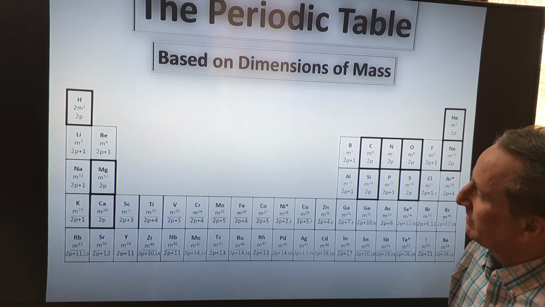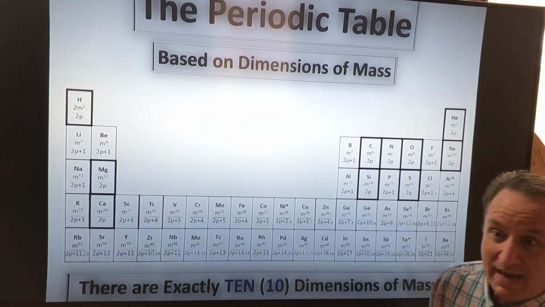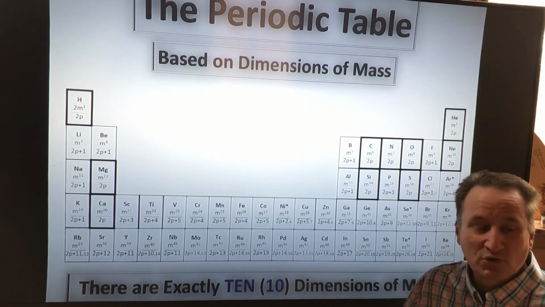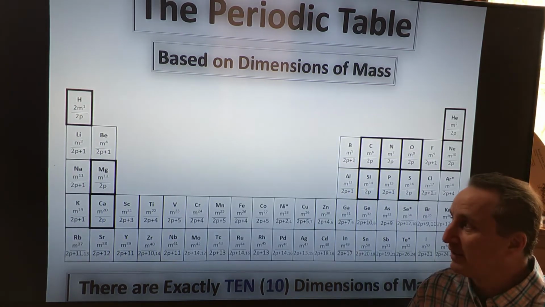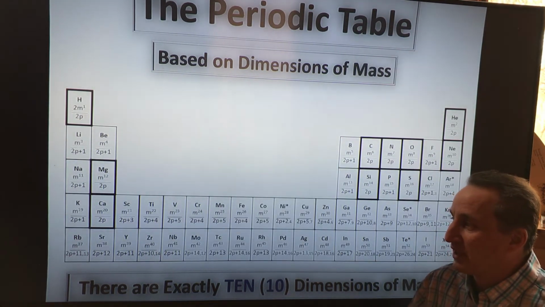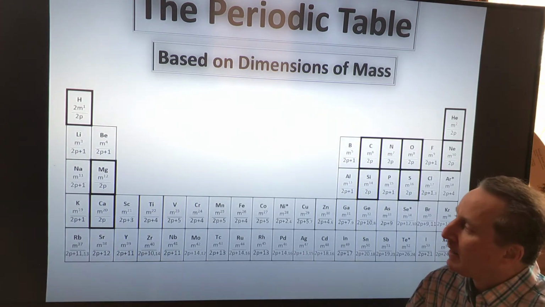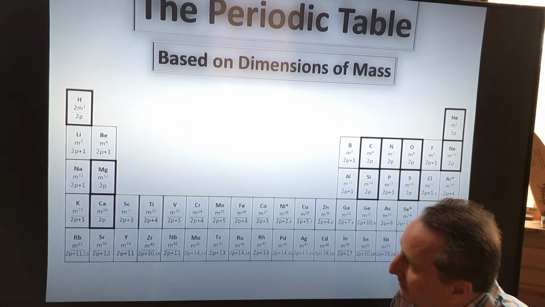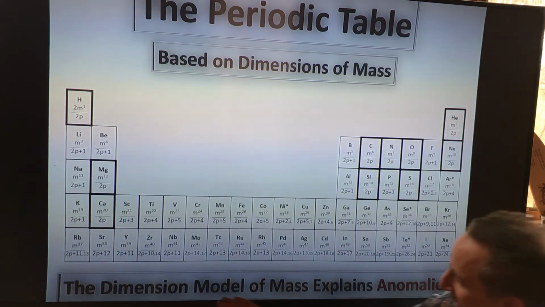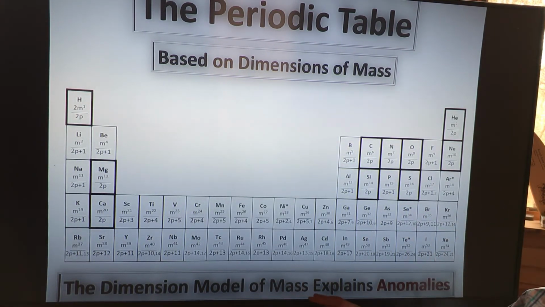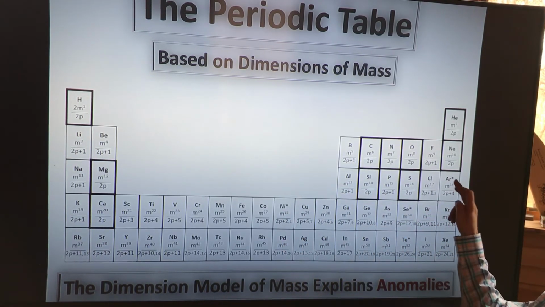up to calcium. And that means there are 10 dimensions of mass that aligns with M theory, which is the offshoot of string theory that posits 10 dimensions plus the brane, the membrane. And so 10 dimensions of mass. So this is also known as the dimension model of mass. And it also explains the anomalies like this argon.